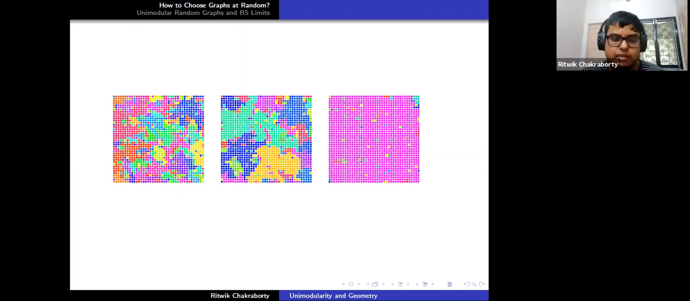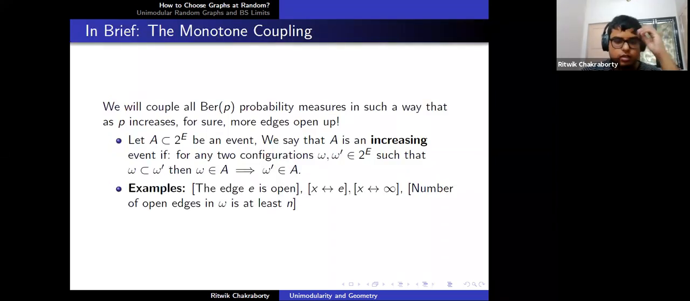So let's try to quantify what's happening in these pictures. I'm going to describe what's called the monotone coupling. We'll couple all these Bernoulli p probability measures in such a way that as p increases, for sure, more edges open up. So we're just trying to quantify the intuition that I said before.